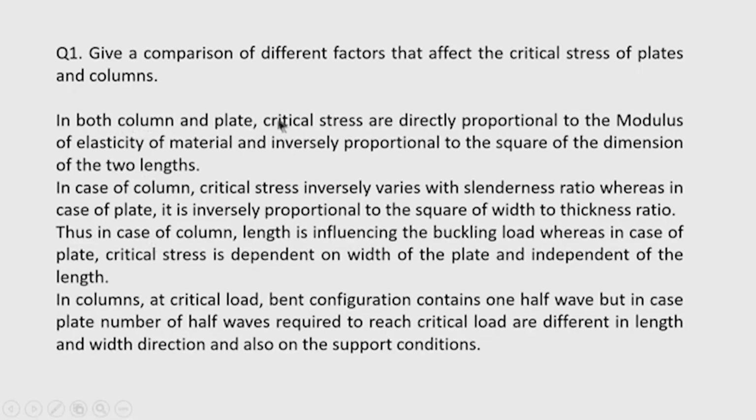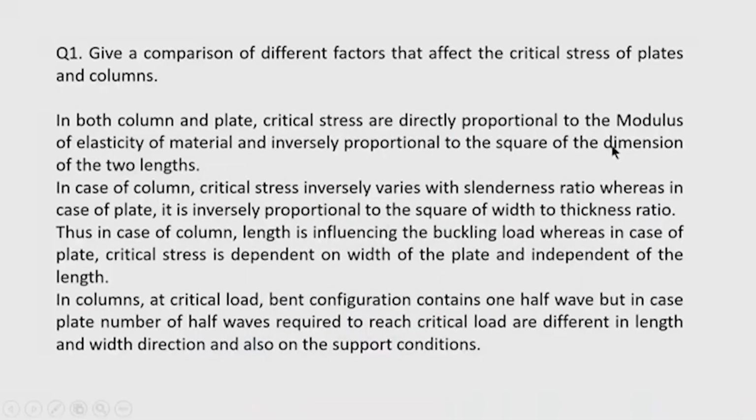In both column and plate, critical stress is directly proportional to the modulus of elasticity of the material that you have observed, and inversely proportional to the square of the dimension of the two lengths. In case of plate, the two lengths are the width of the plate and thickness if the compression is along the length. In case of column, the two dimensions are the length of the column and the radius of gyration. So, this difference you have noted.